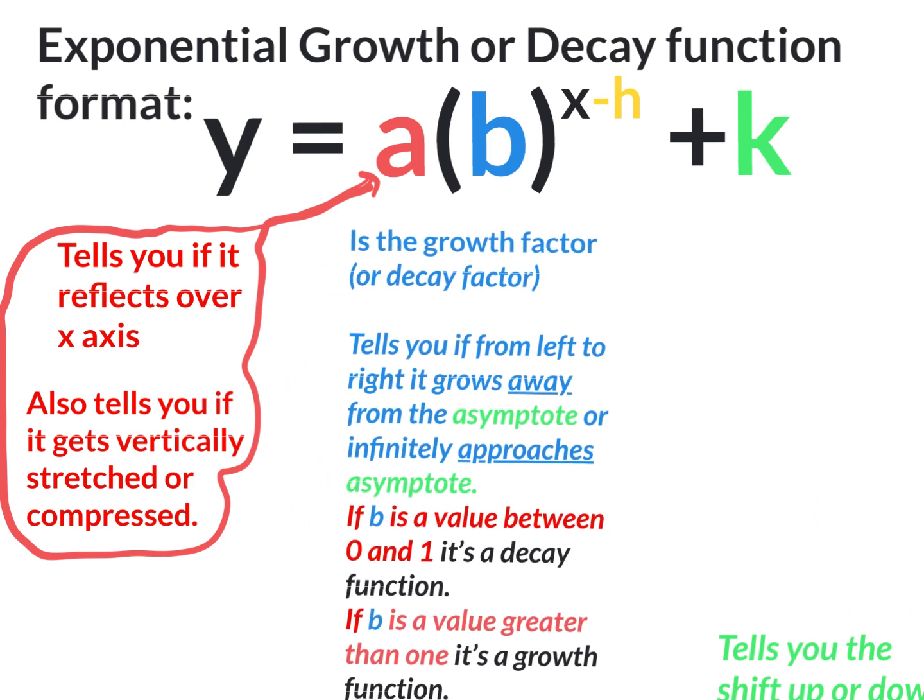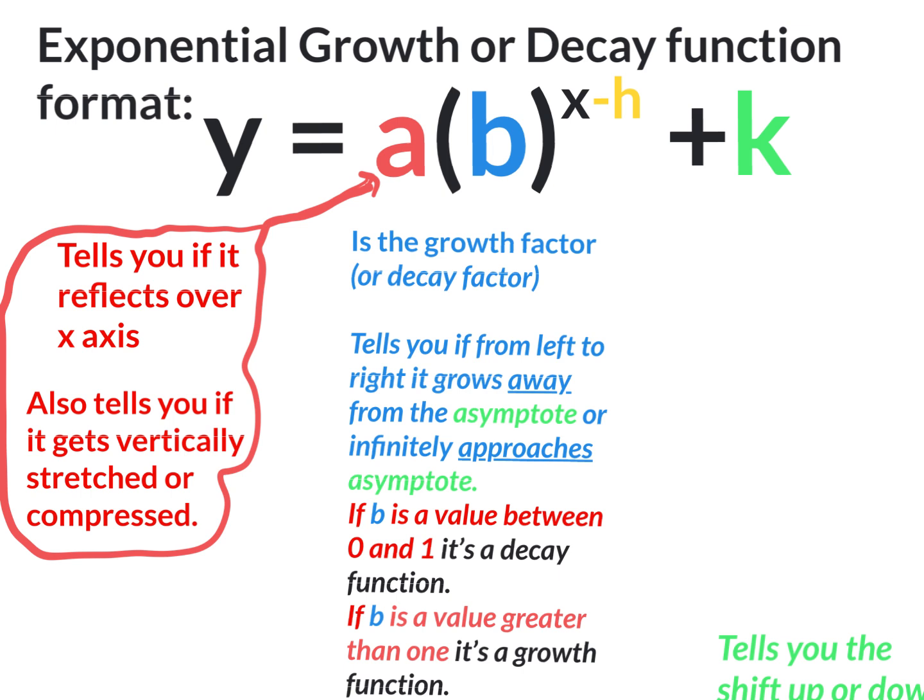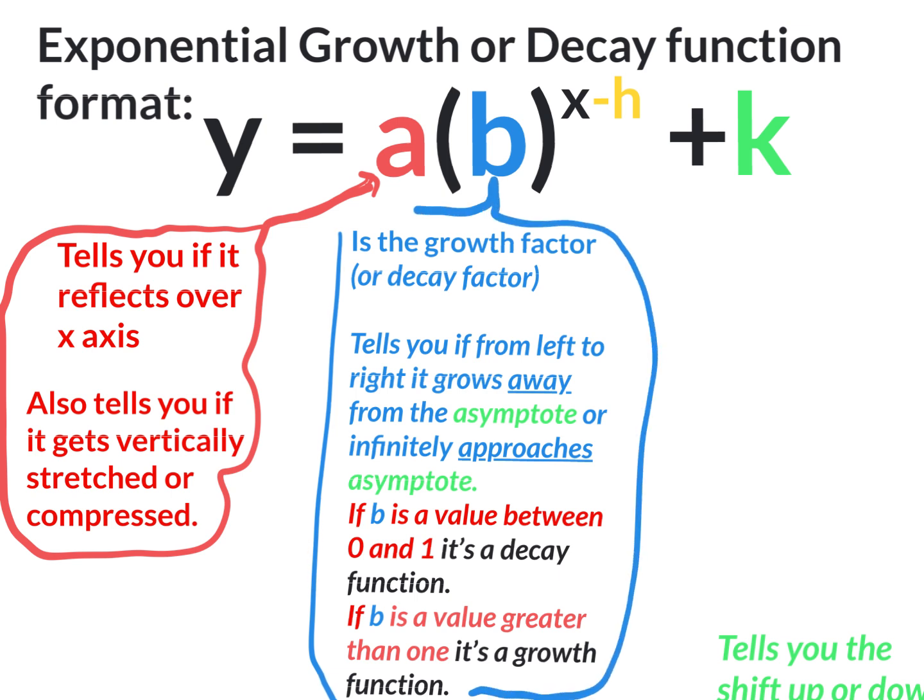What does the b tell you? The b tells you if it's a growth or a decay function, if it's a growth or decay factor. All these notes right here are about b, and you don't have to copy this down word for word. You could read it, understand it, write it in your own words. So the b value tells you if it's growing away from left to right. If it grows away, that's because it's greater than 1. Or if it decays, that'd be a value less than 1, between 0 and 1. Then it's a decay function. It'll infinitely approach your asymptote from left to right.